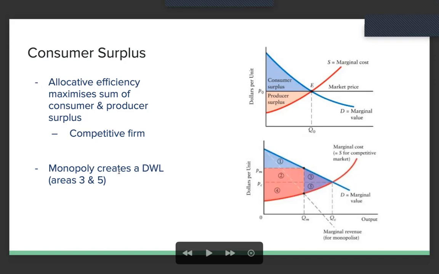However, when it comes to monopoly or a monopolistic setting, where your marginal revenue is lower than the average revenue, and you try to maximize profits by functioning at MR equals MC, so at QM, right here, we know that we create a deadweight loss. That deadweight loss is this purple shaded area, which is areas 3 and 5. Your consumer surplus is area 1, and your producer surplus is the sum of areas 2 and 4. So this is an inefficient market.